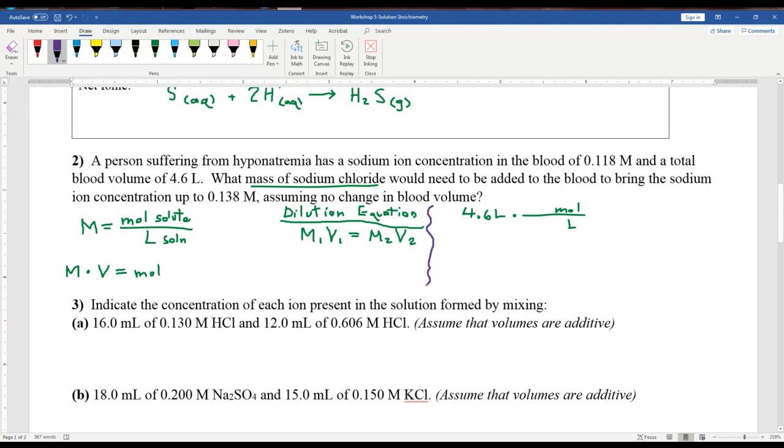I'll use a squiggly line here, and then I'm gonna use a different color to outline. This is initial. Oh, I thought I had a different color. So this is the initial. So the initial blood concentration of sodium ion was what? 0.118 molar. Yeah. So since it's 0.118, it means 0.118 moles per 1 liter. Molarity means moles per liter.